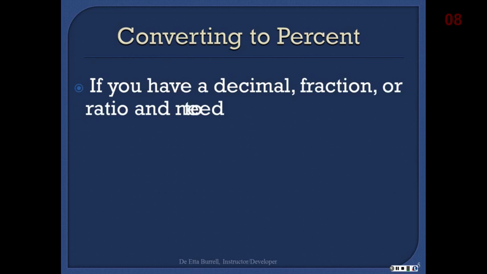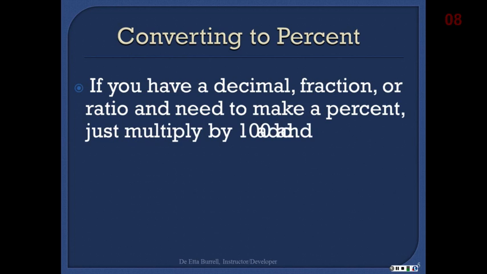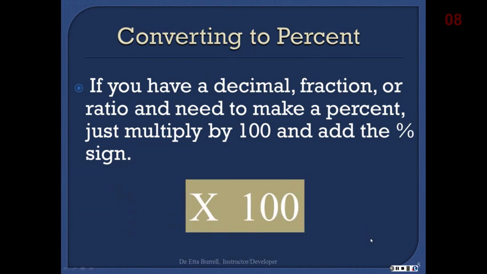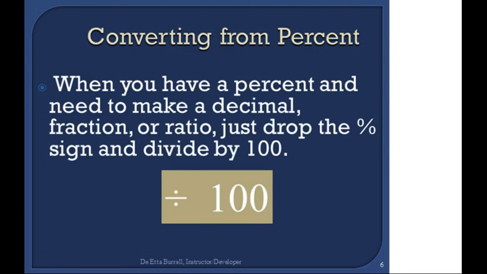One more again. If you have a decimal, a fraction, or a ratio, and you need to make it a percent, you need to multiply it by 100 because it's per 100. Next general rule. When you have a percent and you need to make a decimal, fraction, or ratio, drop the percent sign and divide by 100. Same thing I put it on the top of page 2 in your packet and that I wrote on the board. Learn it.